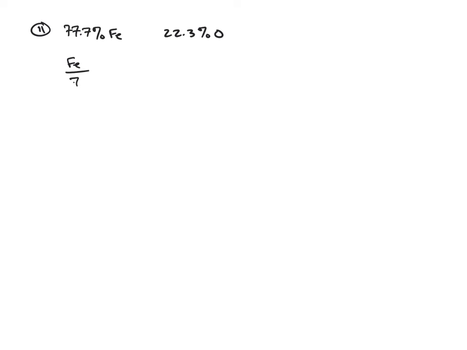So for iron, we have 77.7 grams of it. Okay. And for oxygen, we have 22.3 grams of it. I'm going to convert them both into moles. That's the next step. So divide this by the molar mass of a single iron, 55.84 grams per mole. Okay, so I've got 77.7 divided by 55.84. That is 1.39 moles of iron.